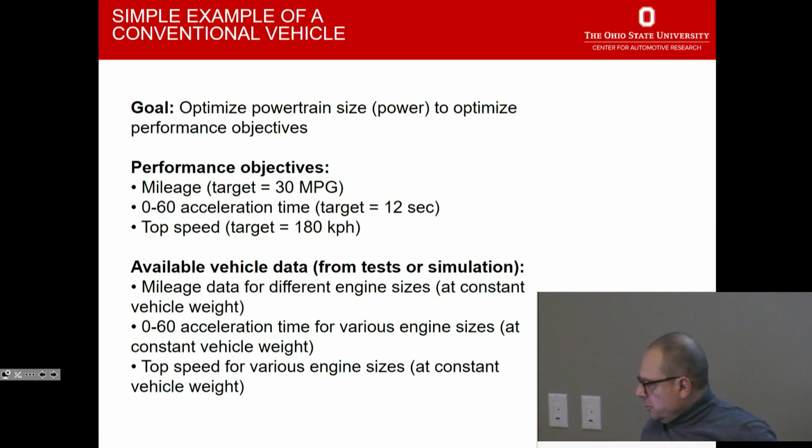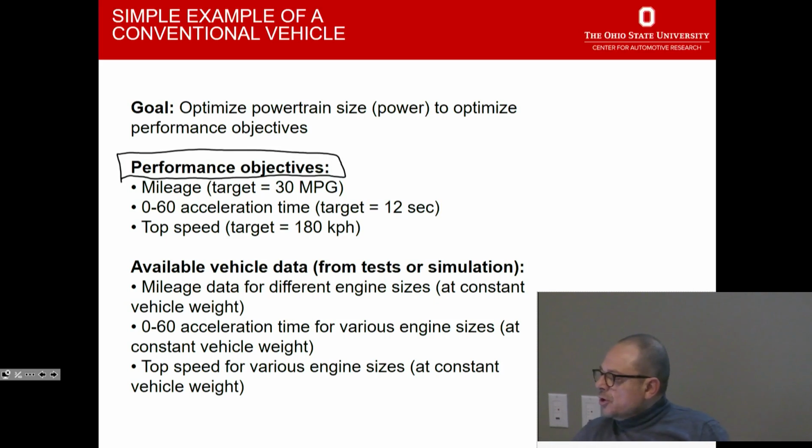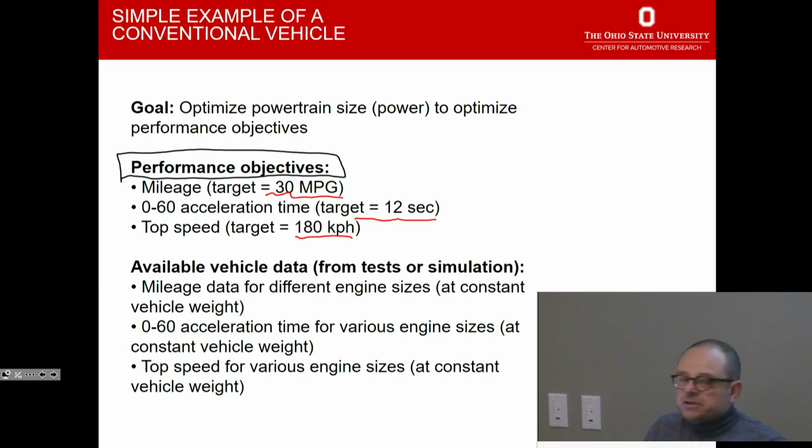So we're going to make up a super simplified vehicle powertrain optimization problem in which we're going to have some performance objectives. There are three things that we care about. One is fuel economy. Let's say that we would like to achieve 30 miles per gallon. And imagine that this is just a conventional automobile for the time being. We want to have an acceleration time from 0 to 60 miles per hour of 12 seconds. And the top speed is going to be 180 kilometers per hour. Those are the objectives, the goals that we would like to set.